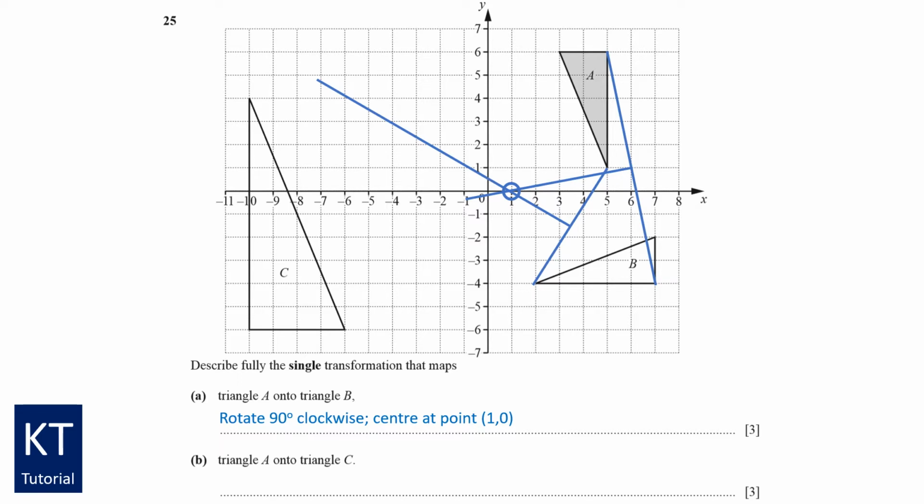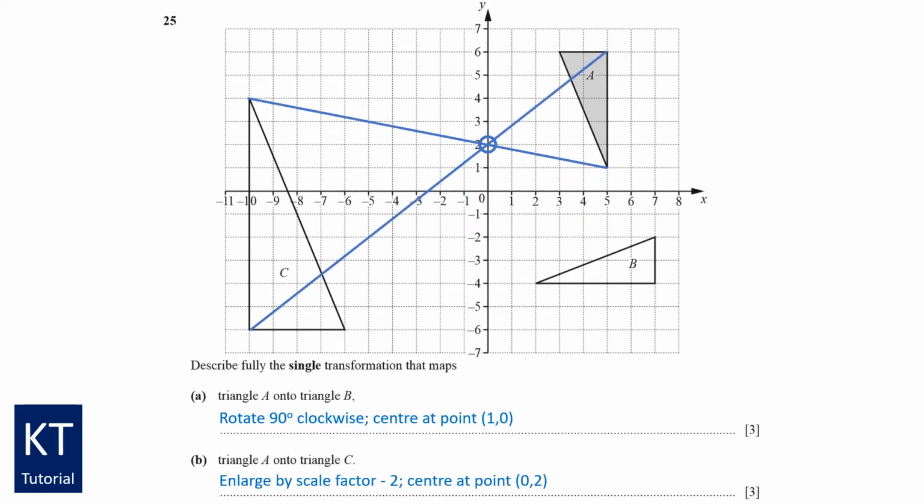Next, describe the single transformation that maps triangle A onto triangle C. This is an enlargement by scale factor -2 with center at (0, 2).